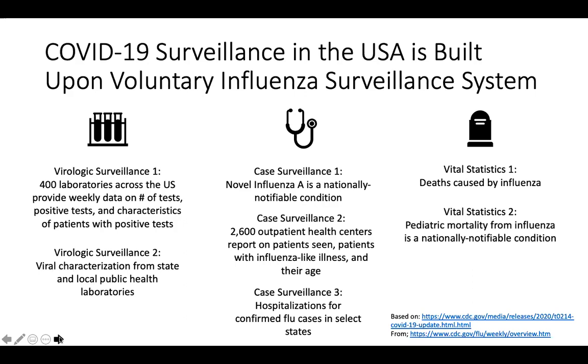And then we're also using data from vital statistics. Unfortunately, we're looking at death data here, both deaths caused by influenza and, at the federal level, pediatric mortality from influenza, which is a nationally notifiable condition. So it seems to me as if this is the system on which our COVID-19 surveillance is currently based, from my review of the websites, the literature, and the speeches. But this is such a new kind of occurrence that forgive me if it's inaccurate in any way. And if it is inaccurate and you know that, please let me know.